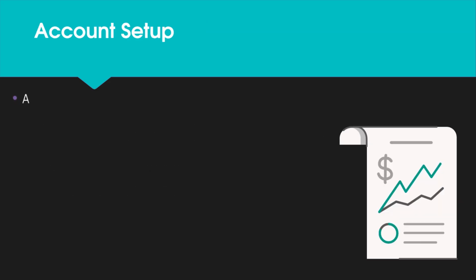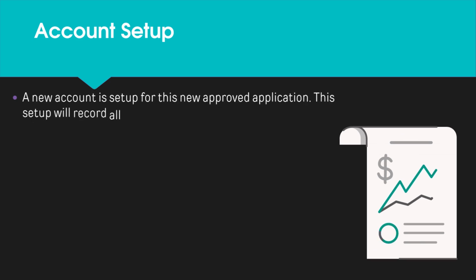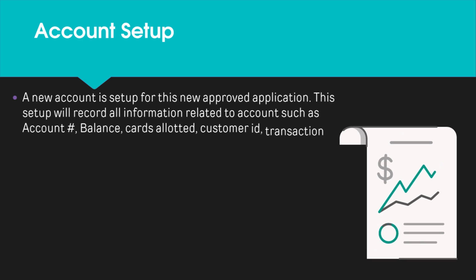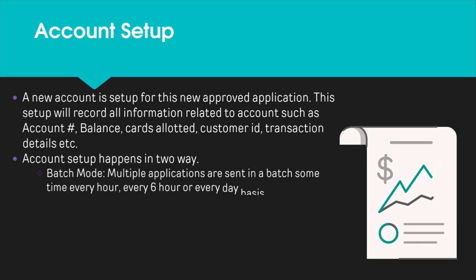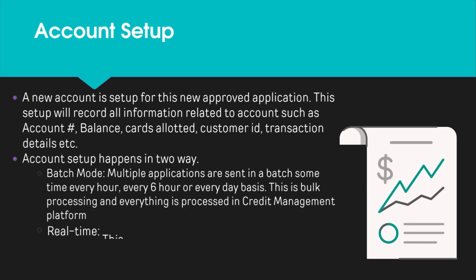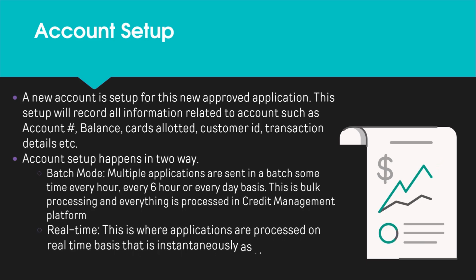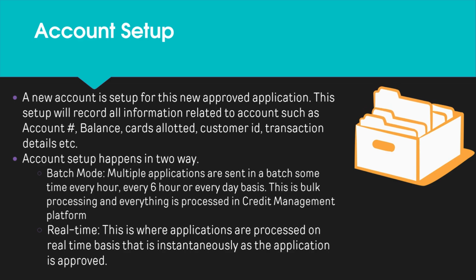Next is the account record setup. This record is specific to your newly approved credit card and includes information like your account number, credit limit, and transaction details. Your account setup could happen in 2 ways: batch processing or real-time processing.